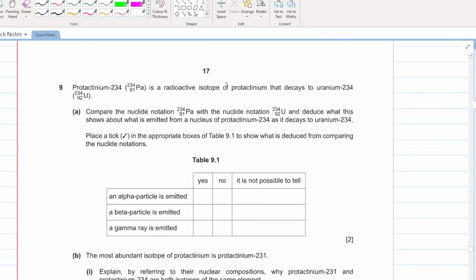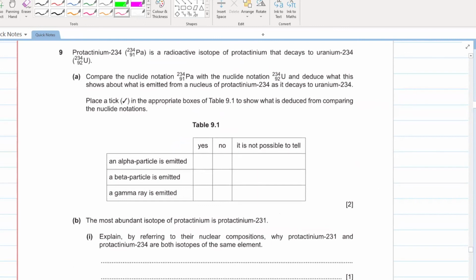Protactinium-234 (91) is a radioactive isotope of protactinium that decays to uranium-234 (92). Compare the nuclide notations and deduce what this shows about what is emitted from the nucleus of protactinium as it decays to uranium-234. Protactinium is changing into uranium. What is happening? Mass number is unchanged. So an alpha particle is not emitted.